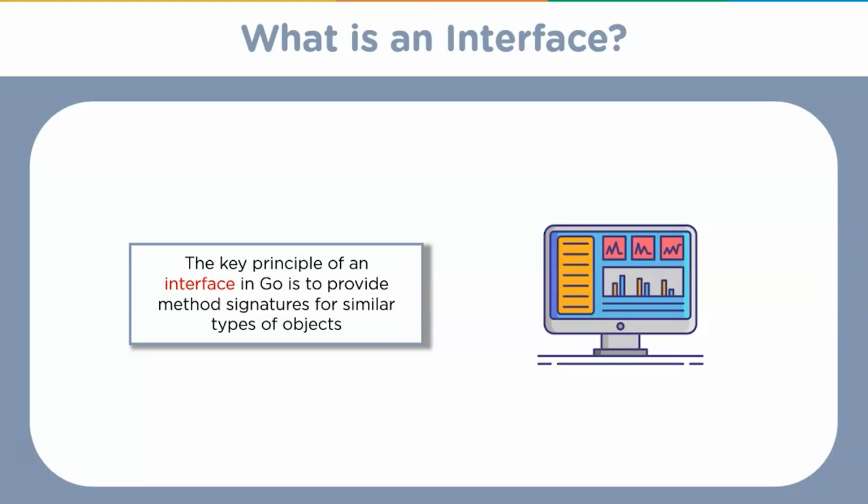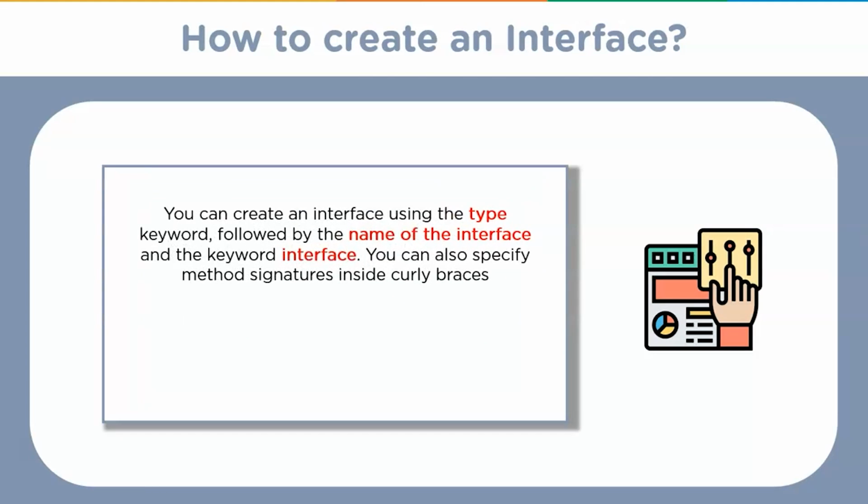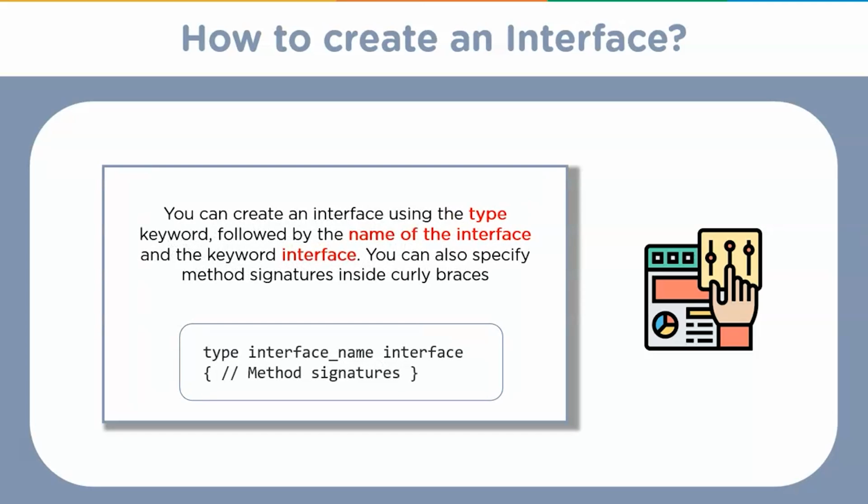Let's learn how to create an interface. In Go, you can create an interface using the type keyword followed by the name of the interface and the keyword interface. And you can specify method signatures inside curly braces. You will get to understand the creation of interfaces with example. Let's move to Visual Studio Code and create an interface.